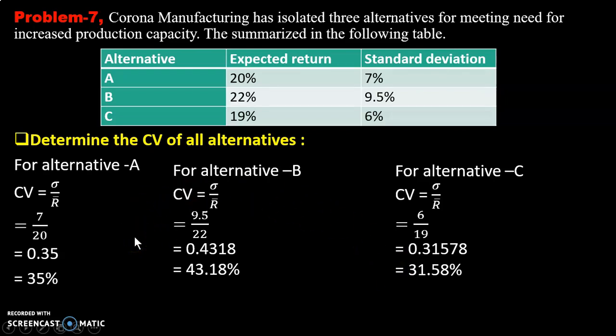So everybody, I hope you all understand how to calculate CV when standard deviation and R bar are given. But sometimes standard deviation and R bar are not given. Then you will first calculate expected return, then standard deviation, and finally you will calculate the coefficient of variation, or CV. Dear students, thanks for staying with me.